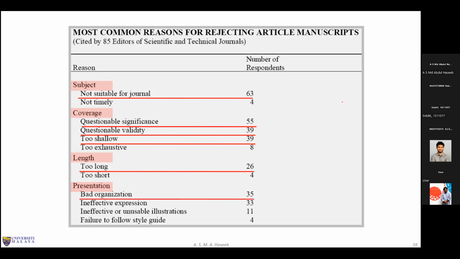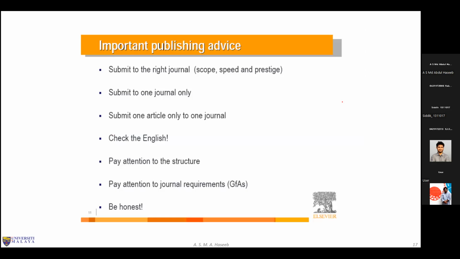Bad organization. Your writing style is not good. It's difficult to read. It's difficult to understand. It's difficult to follow the storyline, the logic. The papers consist of unconnected islands of paragraphs after paragraphs. They don't have any links. They do not tell a seamless story. So these are the reasons why a manuscript can be rejected.